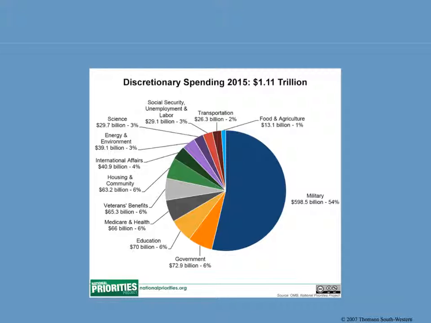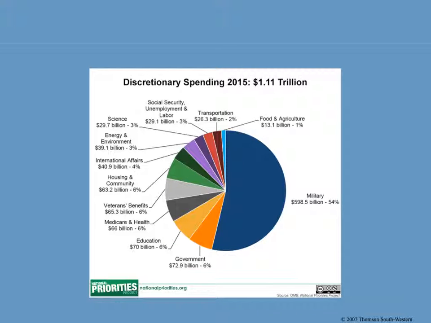And you can see 54% of that went to military spending in terms of what they decided to actually spend their money on. They also spend money on government, education, medical and healthcare, veterans benefits, and then some other smaller numbers. But you can see that what the government decides to spend money on is mostly military. And again, the education realm is much smaller because, for the most part, states fund education.